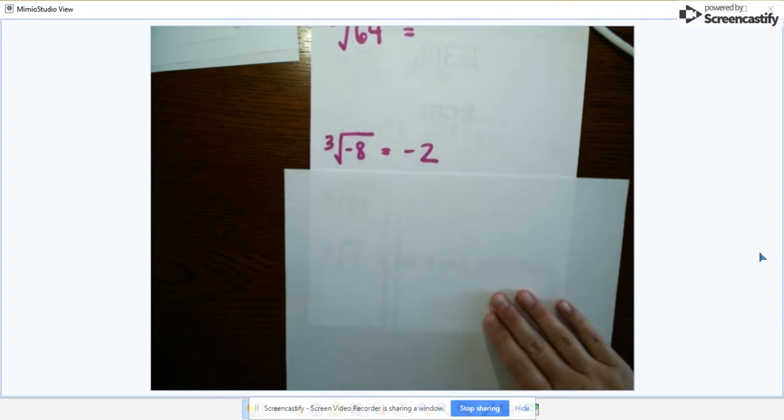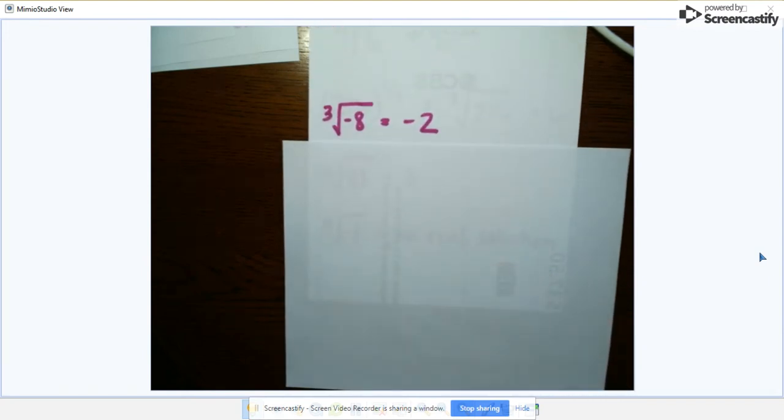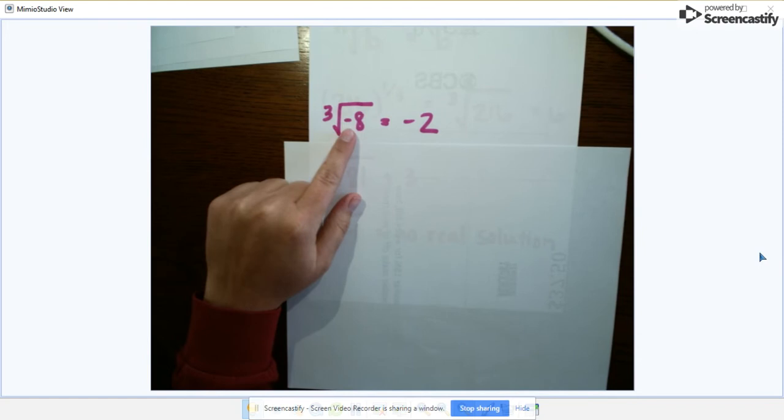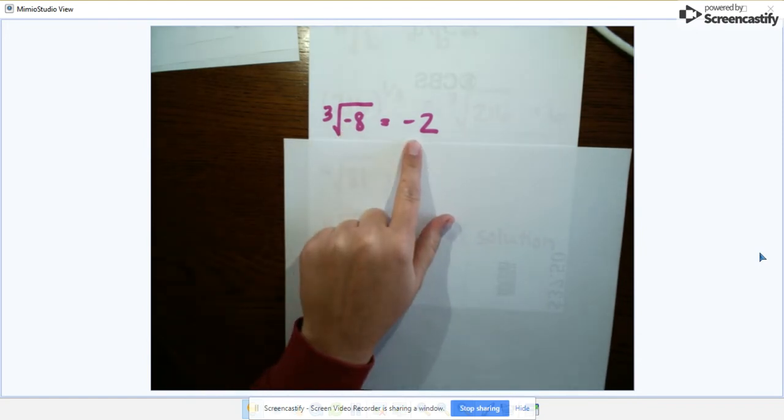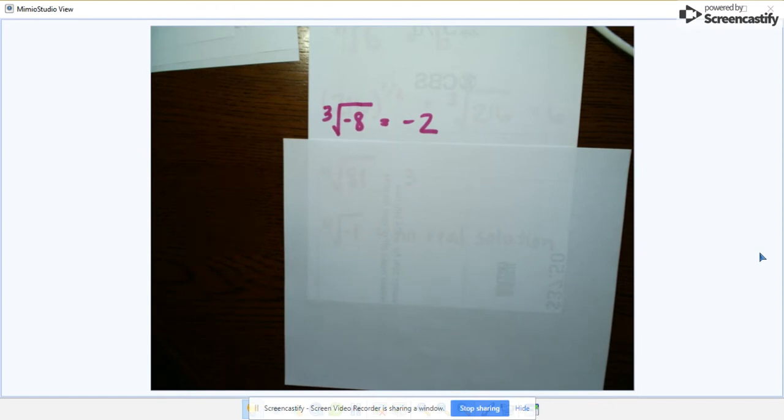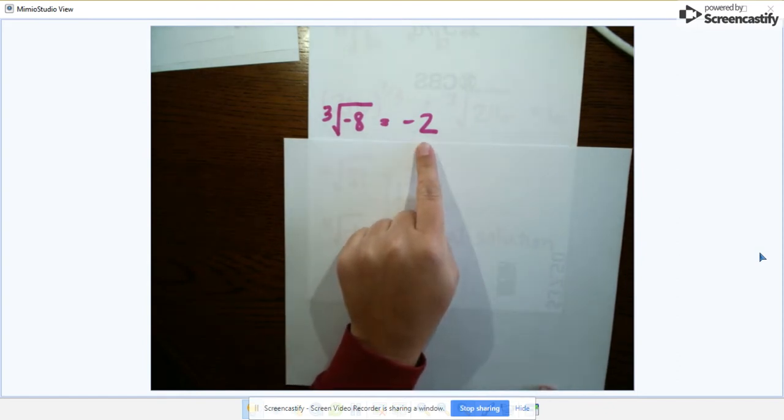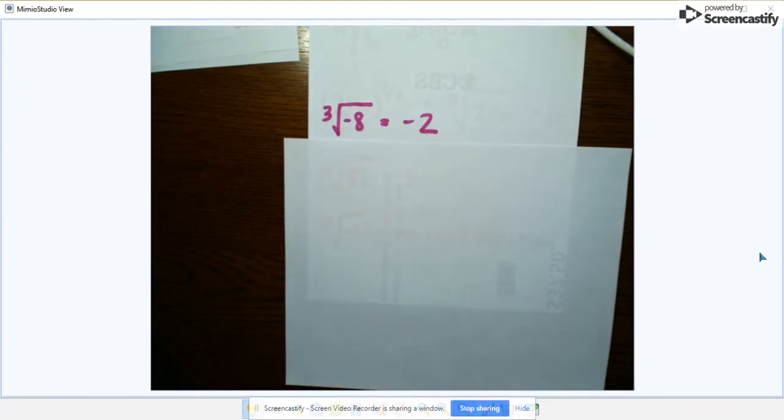All right, just a few more examples. Here we have the cube root of negative 8, and when we had the square root of a negative number earlier, we said there was no real solution. But here you see that I told you the cube root of negative 8 is negative 2. That's because we're multiplying negative 2 times itself 3 times. So negative 2 times negative 2 is positive 4. And then 4 times negative 2 gives me negative 8.